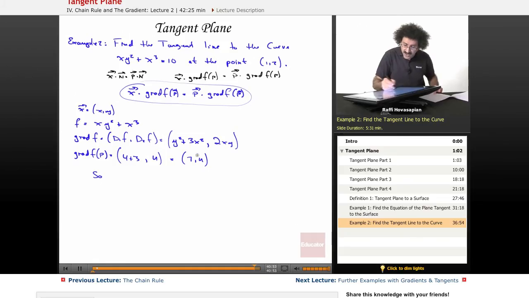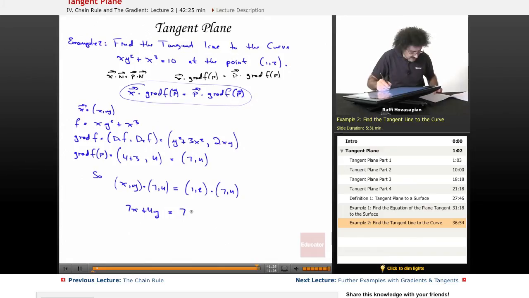So when we put it back into that, now that we actually have some vectors to work with, x is (x, y). The gradient of f at p is (7, 4). P itself is (1, 2). And the gradient of f at p is (7, 4). So there we go. Now we do the dot product. This is 7x plus 4y. 1 times 7 is 7. 2 times 4 is 8. And if I'm not mistaken, we get 7x plus 4y equals 15.